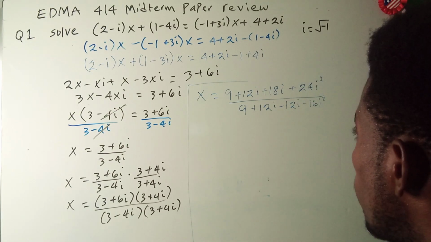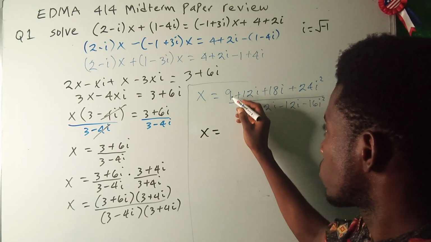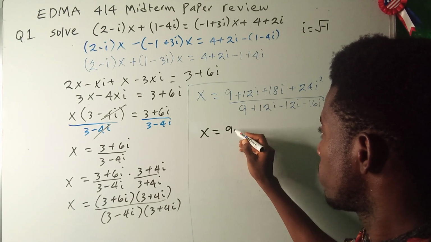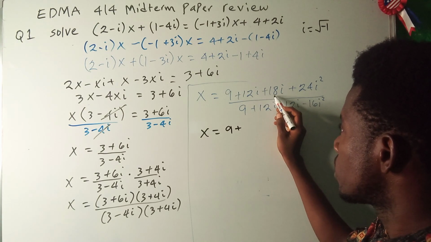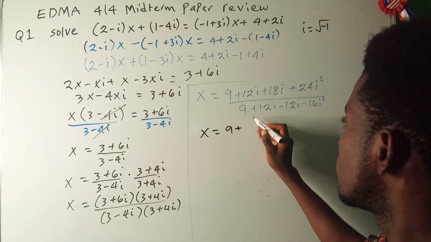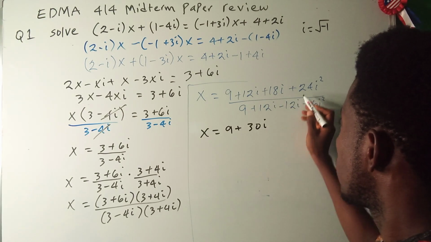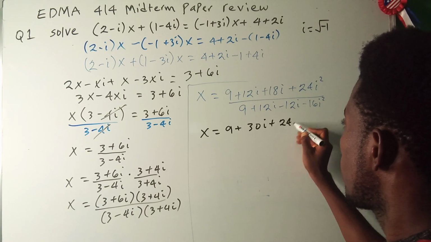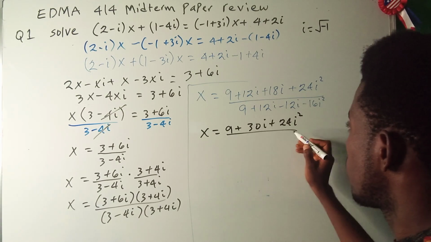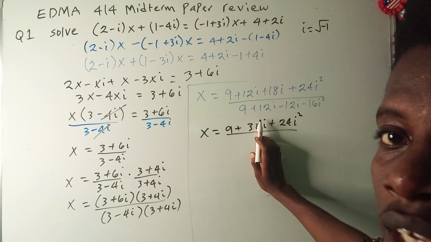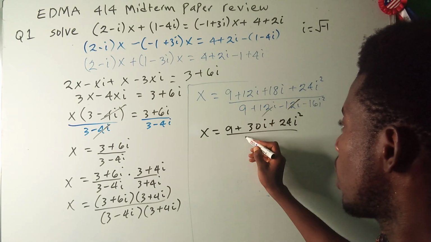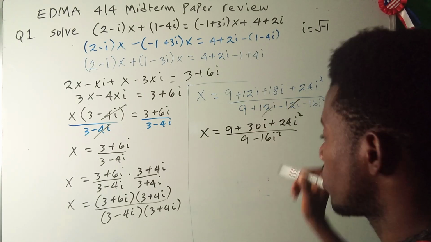Great. So move on and then write x is equal to 9 plus, 12i plus 18i, that's 30i, plus 24i squared, all divided by, now what you observe in the denominator here is that this and this are going to cancel out. So we have 9 minus 16i squared.